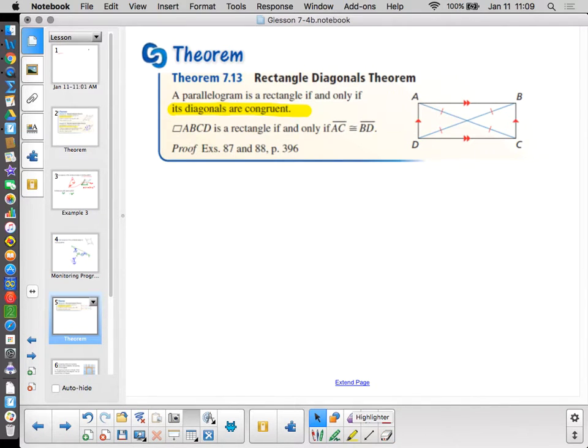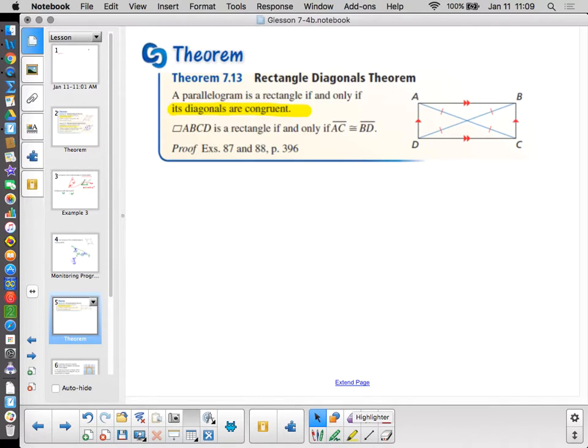Notice in a rectangle, the diagonals clearly do not bisect the angles. I mean, if I look at this angle right down here, it's obviously much different than this angle up here. So they are very different angles. So clearly the diagonals do not bisect the angles. Clearly the diagonals do not intersect to form a right angle either. So rectangle, very different property. The diagonals are congruent.